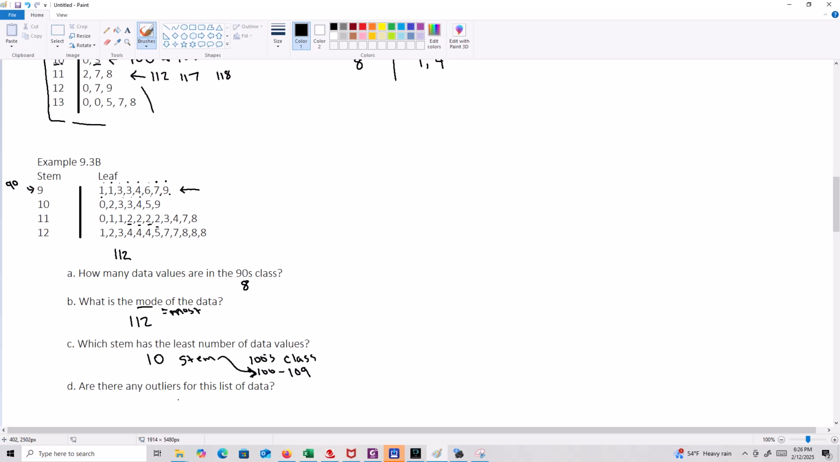Are there any outliers for this list of data? Well, no. There's no place that clearly seems to stick out from the rest. So, no.